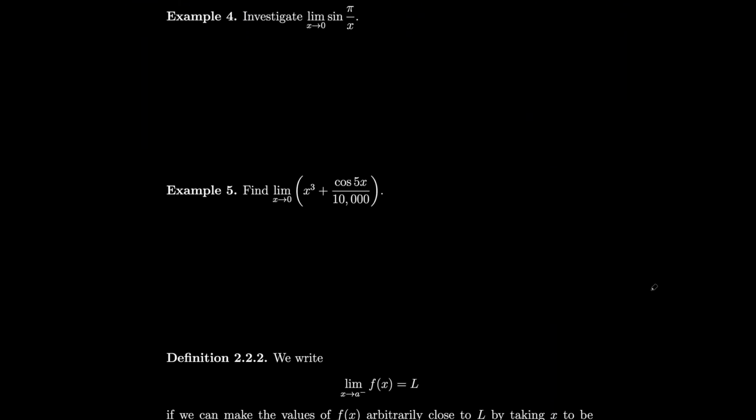Let's investigate the limit of sine of pi over x as x approaches 0. So that's a little ominous to say investigate, but we are dutiful mathematicians. We will check it out. Let's see, what if we plug in 1? So f of 1 is the sine of pi, which is 0. If we get closer to 0, f of a half is the sine of 2 pi, which is 0.